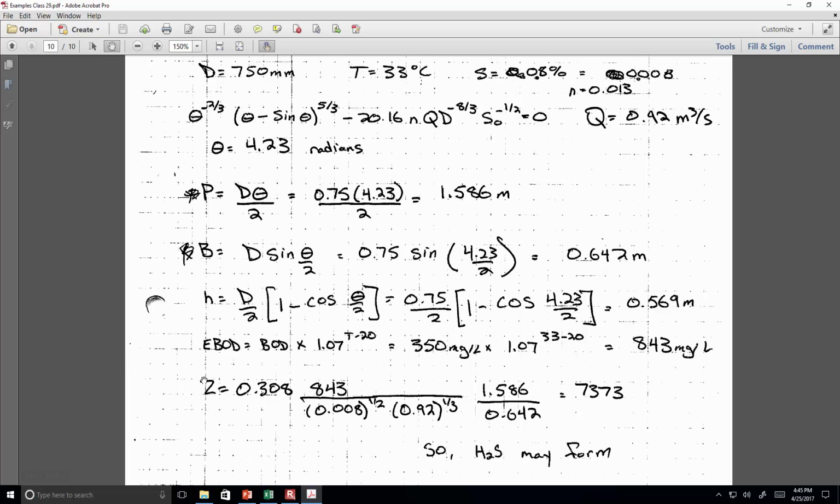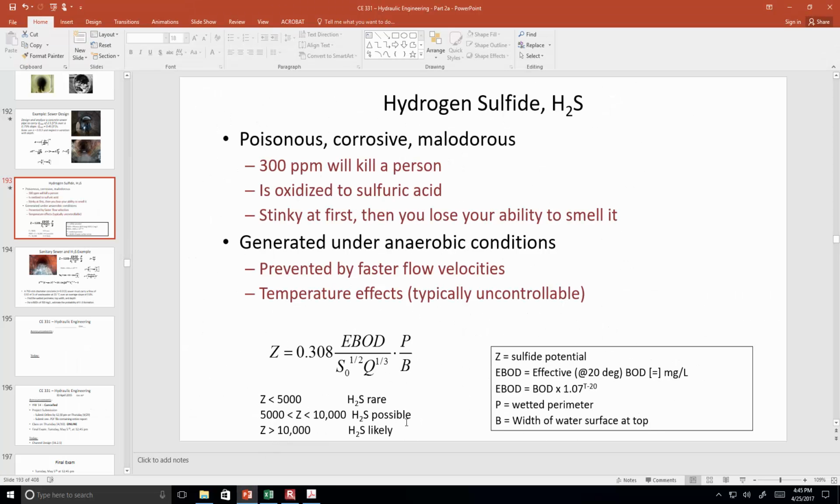So we put that into the empirical equation to solve for Z, and we get 7373, which is in the middle range, which means hydrogen sulfide formation is possible. It's not guaranteed, but it is possible. So we'd need to be cautious as people were maintaining that section of the sewer. Or if possible, rearrange the geometry of the sewer to make it so that the P to B is lower.